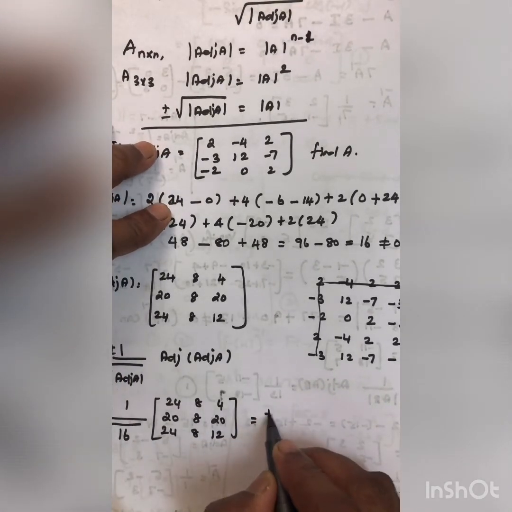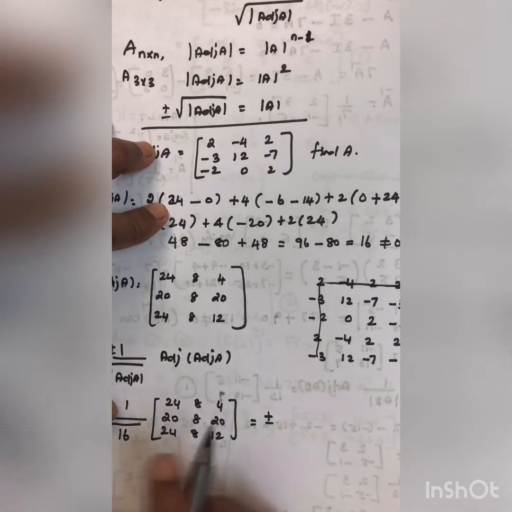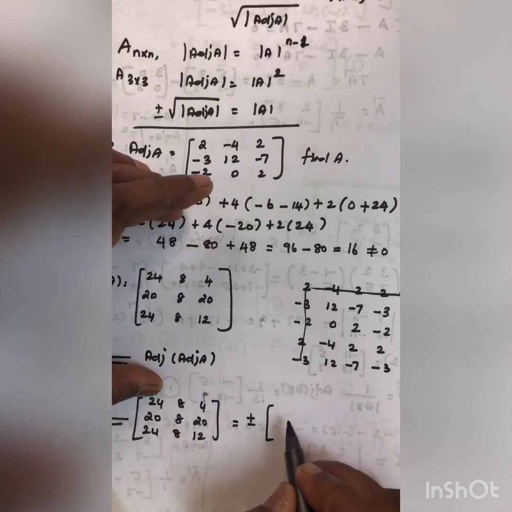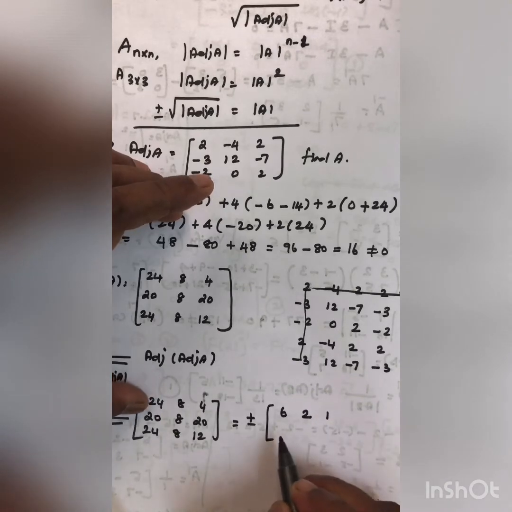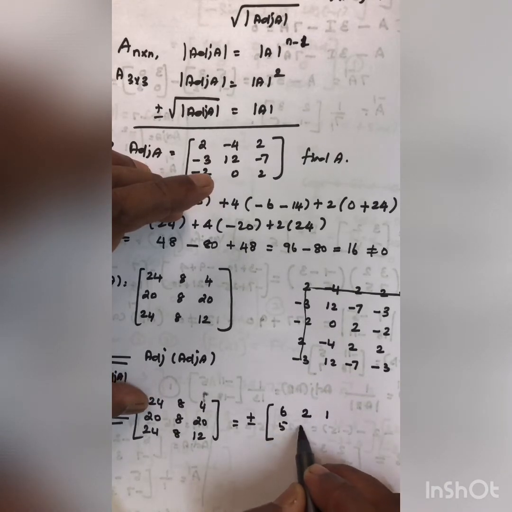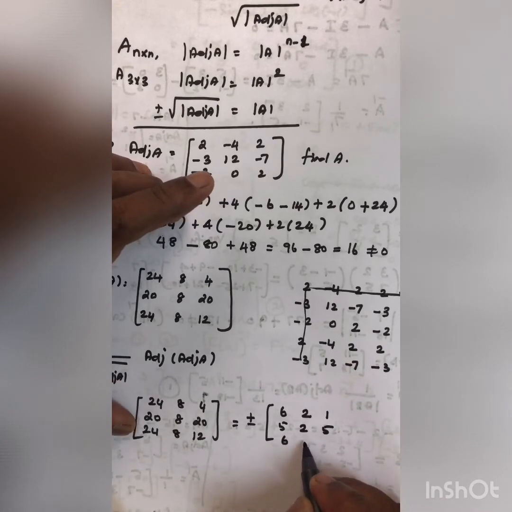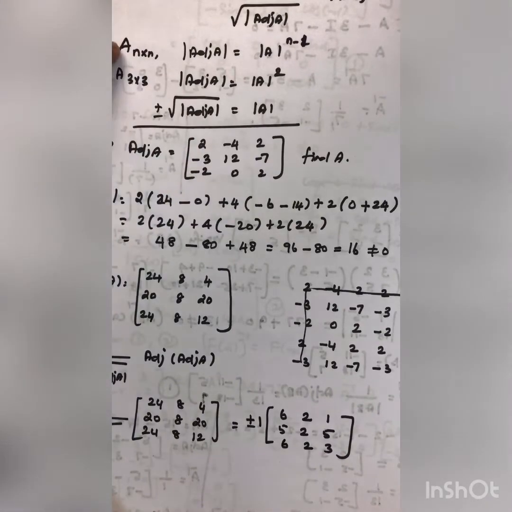So I can have plus or minus 1 by 4. Throughout, all the numbers are divisible by 4, no? So we can take it as plus or minus divided by 4. So what will we get? It is 6, 2, 1. Then this one is 5, 2, 5. Then it is 6, 2, 3. Plus or minus 1 and 2. So we got the A matrix as this one.